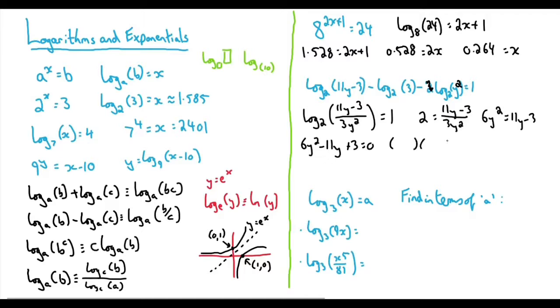This you can then factorize into 2 brackets, which will be 3y and 2y. And then the 3y will be followed by a minus 1, and the 2y will be followed by a minus 3, because 3y times 2y is 6y squared, 3y times minus 3 is minus 9y, minus 1 times 2y is minus 2y, so the minus 9y minus another 2y gives you the minus 11y, and then minus 1 times minus 3 will give a positive 3 at the end, this equaling 0.